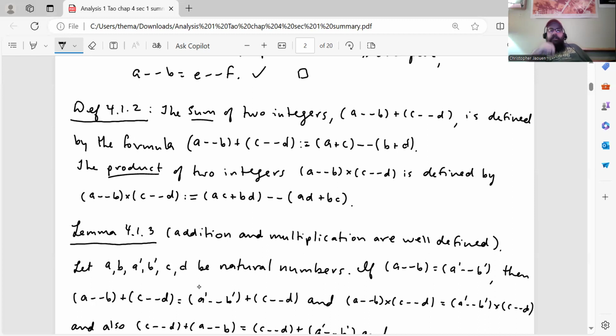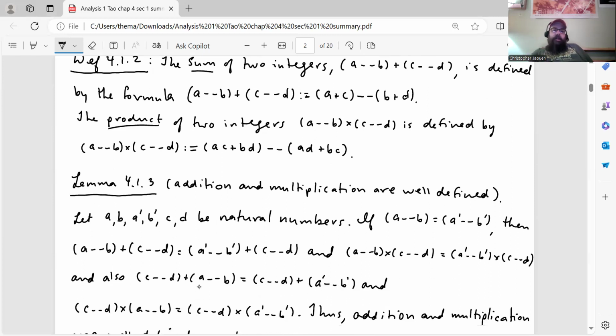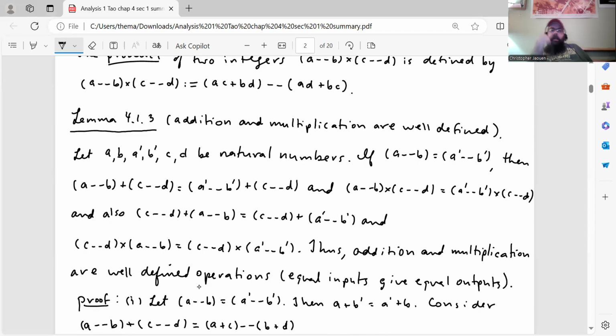The product of two integers, a—b times c—d, is defined by (a—b) times (c—d) = ac+bd — ad+bc. Just think about distributing when you're multiplying two binomials together. After the definition, he has a lemma, which is that addition and multiplication are well defined.